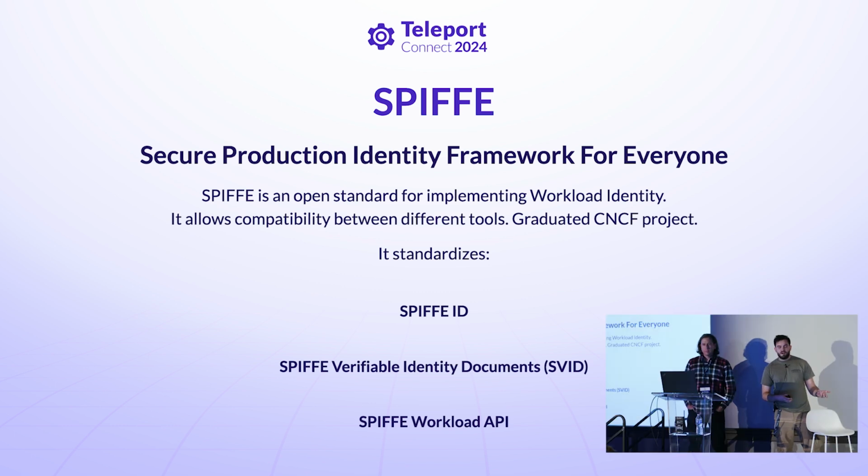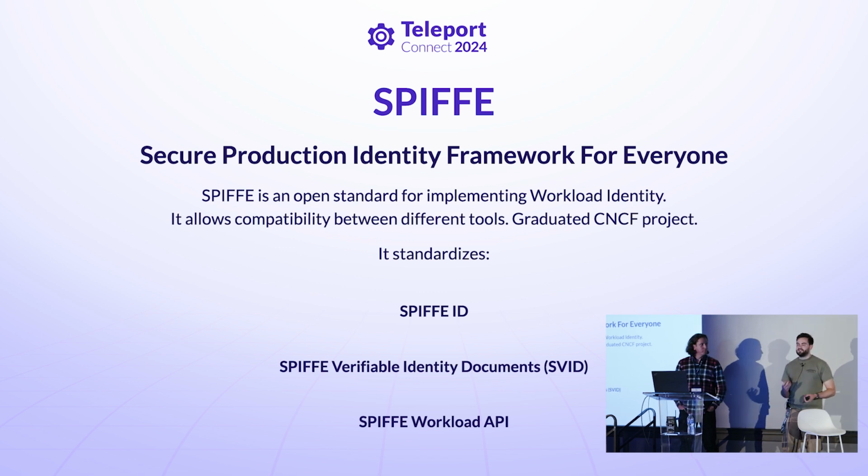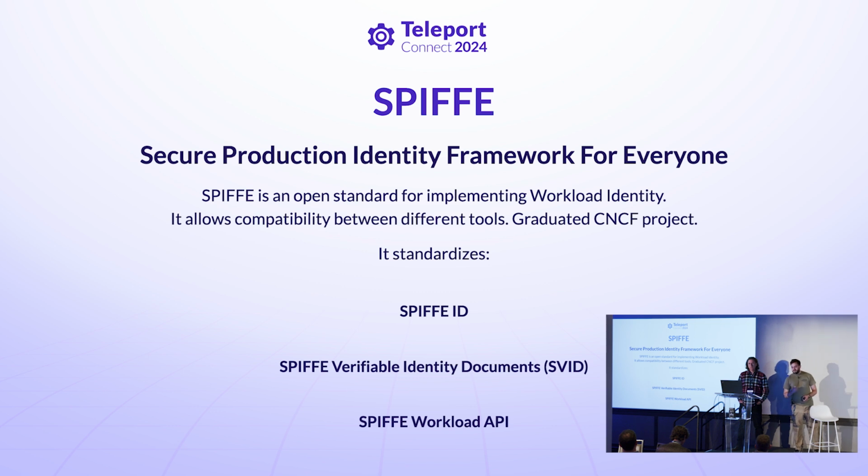So this is where the SPIFFE verifiable identity document, or SVID, comes in. A SVID is a cryptographically signed document that encapsulates that SPIFFE ID, and it will allow other workloads to verify that signature and know more information about the workload talking to them. This comes in two flavors, the X509 SVID and the JWT SVID. Finally, the SPIFFE specification specifies the SPIFFE Workload API, which is the API that should be used by workloads to request their identities from our workload identity agent.